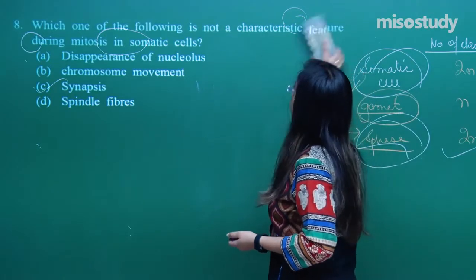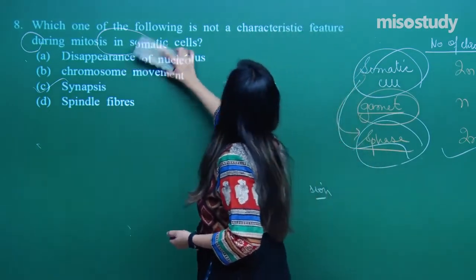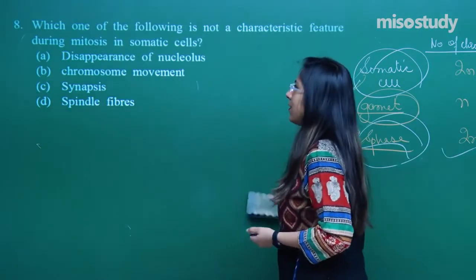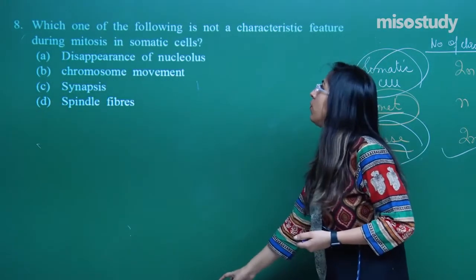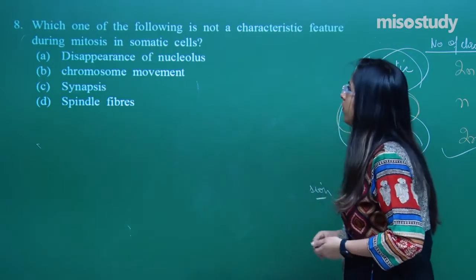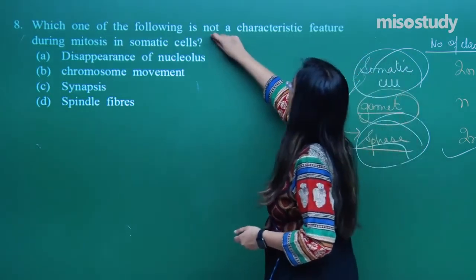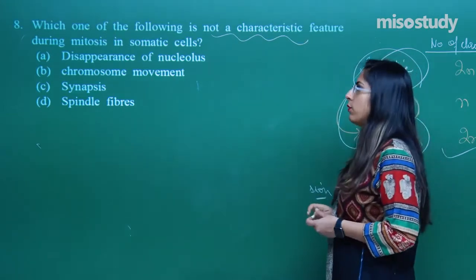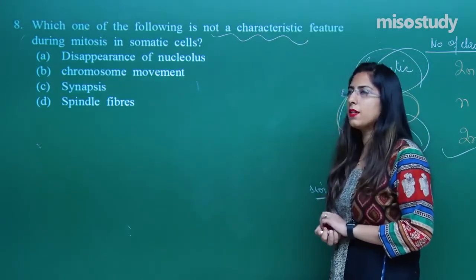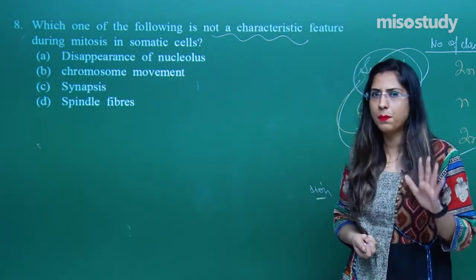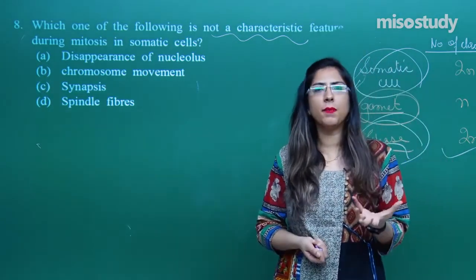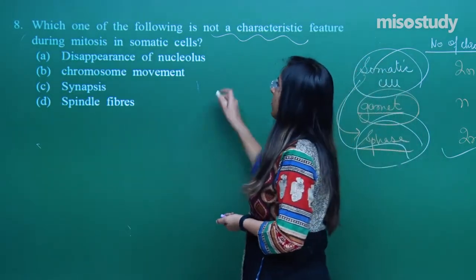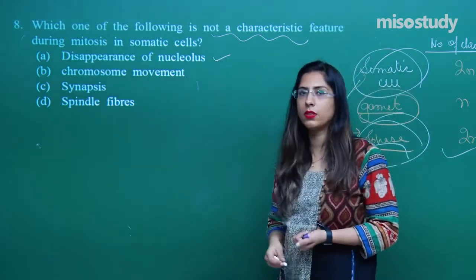Which one of the following characteristic features occurs during mitosis in a somatic cell? Which one of the following is not a characteristic? Sorry. So we are discussing that this is not a characteristic. We know the difference between mitosis and meiosis. Let's look for the option. Option 1 states the disappearance of the nucleolus occurs. In the early prophase, disappearance of the nucleus and the nucleolus definitely occurs. Disintegration occurs. That means this actually happens in mitosis.